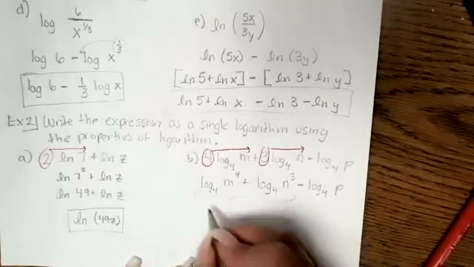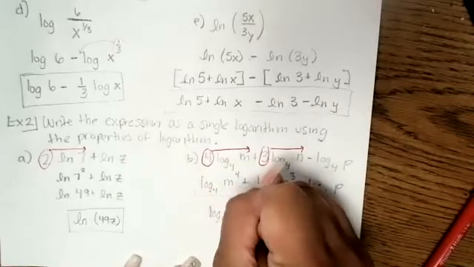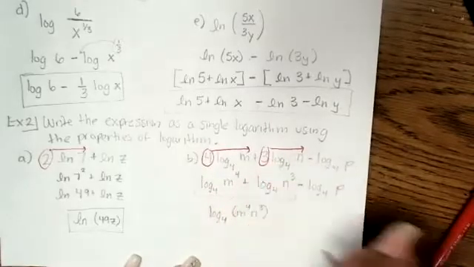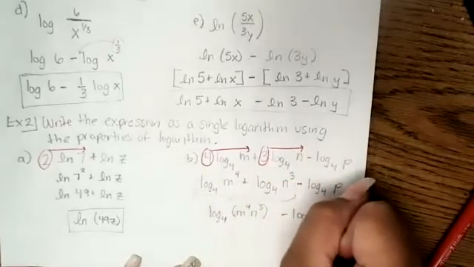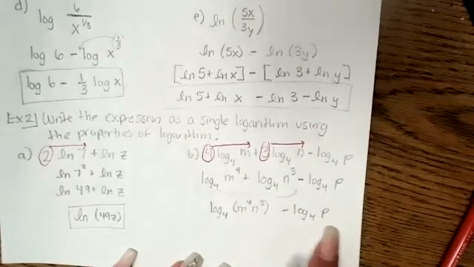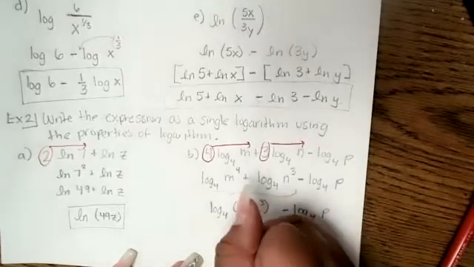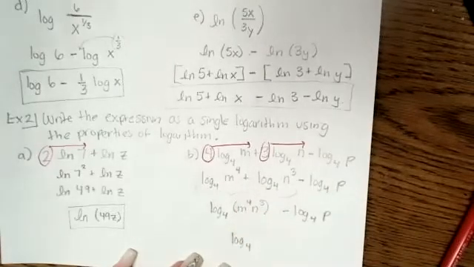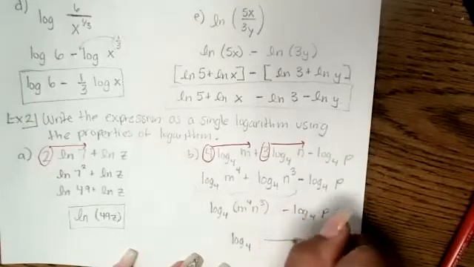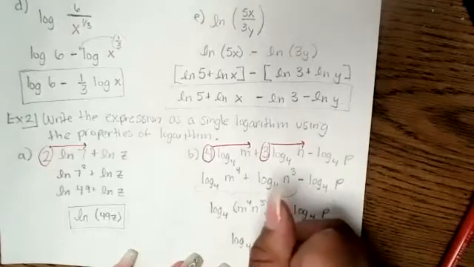Addition means multiplication. So this means log 4 of m to the 4th times n to the 3rd. And now this subtraction means division. Now this p is going to be the only denominator. And remember, you are writing as a single logarithm. So I only write the word log once. The numerator is going to be m to the 4th n cubed. The denominator is going to be p.